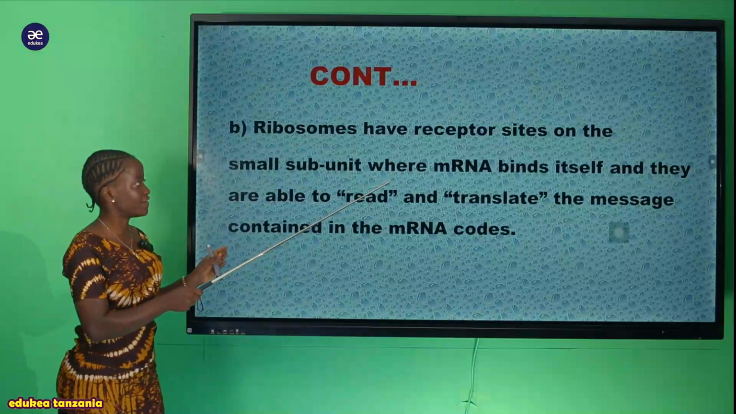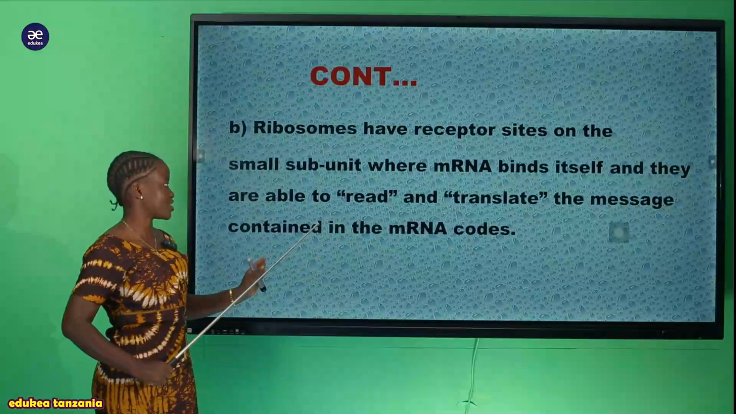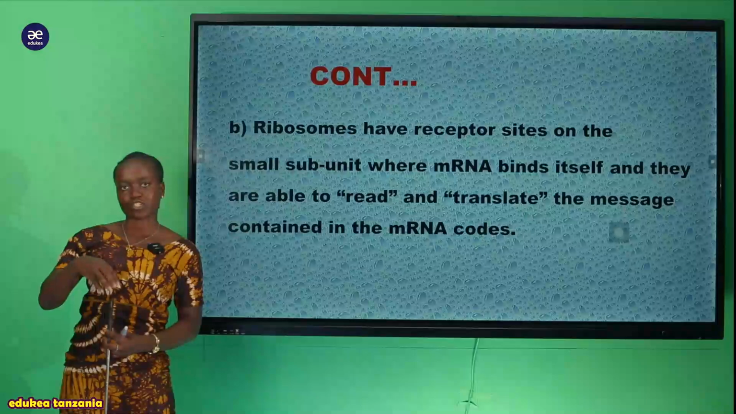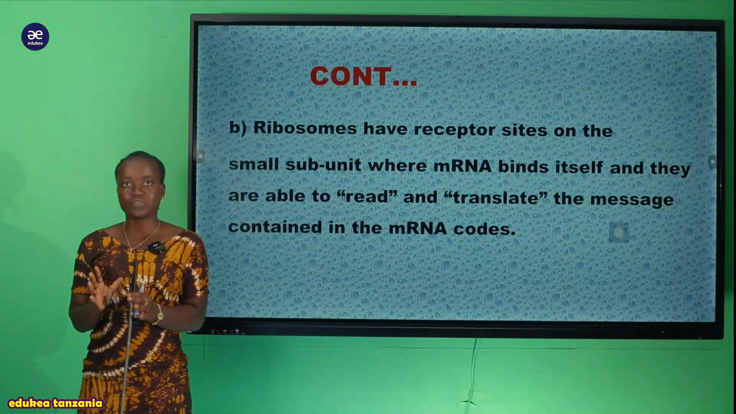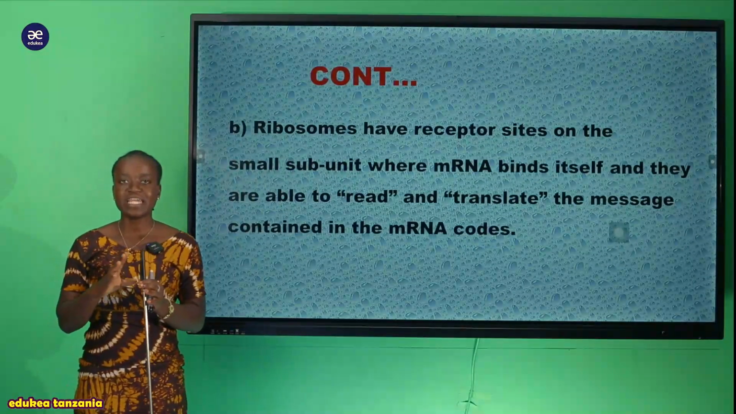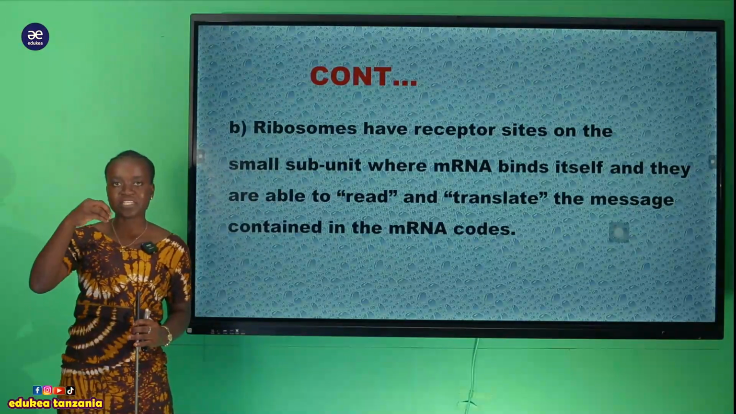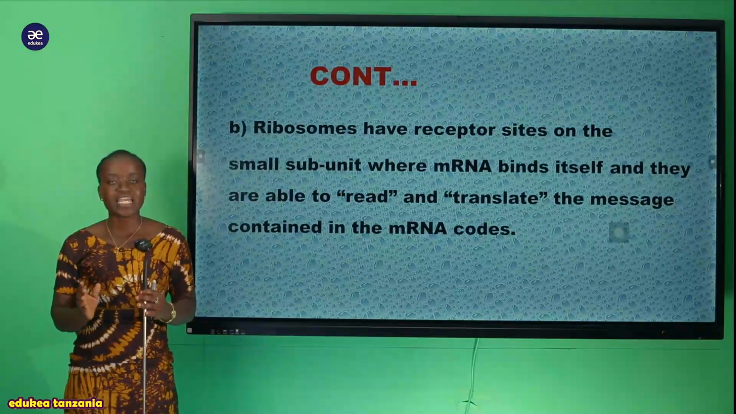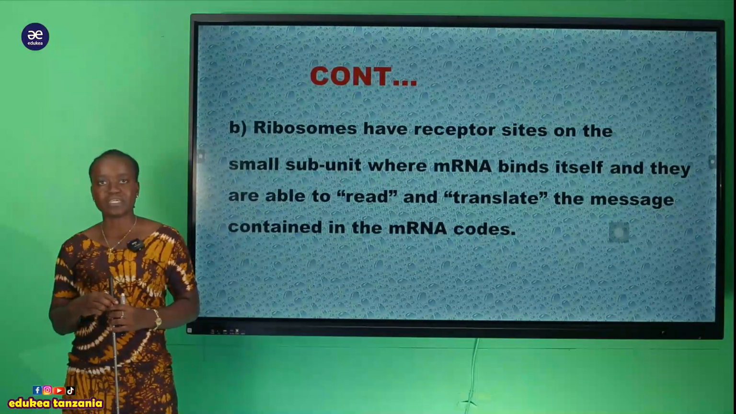And that's why here you can see this messenger RNA binds itself, and then they are able to read and translate the message contained in the messenger RNA code. So the messenger RNA attaches within the ribosome. All of this we're going to discuss in detail when we reach the topic of genetics. But here you have to know that this ribosome provides just a receptor site, or an area where the messenger RNA attaches. Once it attaches there, the messenger RNA is then able to read and translate different kinds of protein to be made within the cell.